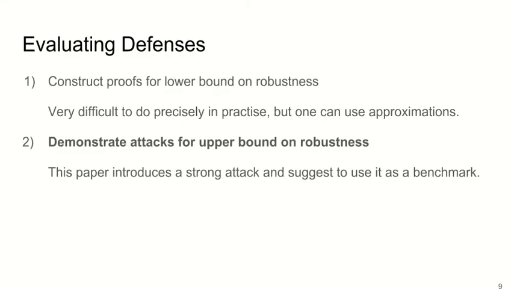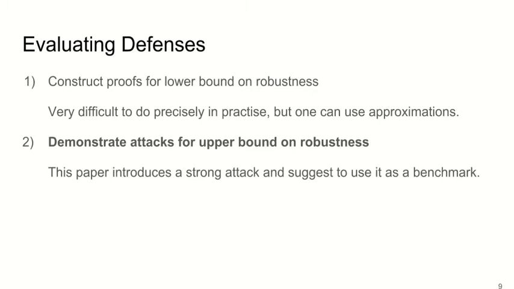So let's see what this paper actually does. When you want to evaluate defenses, you have two ways to do this. The two main ways are, first of all, to construct a lower bound on the robustness, meaning to have a guarantee that if the input is only perturbed that much, then the output will also be classified correctly. Basically, if you guarantee that the input is similar, then the output will be correct. When humans see a panda, the output should be a panda as well.